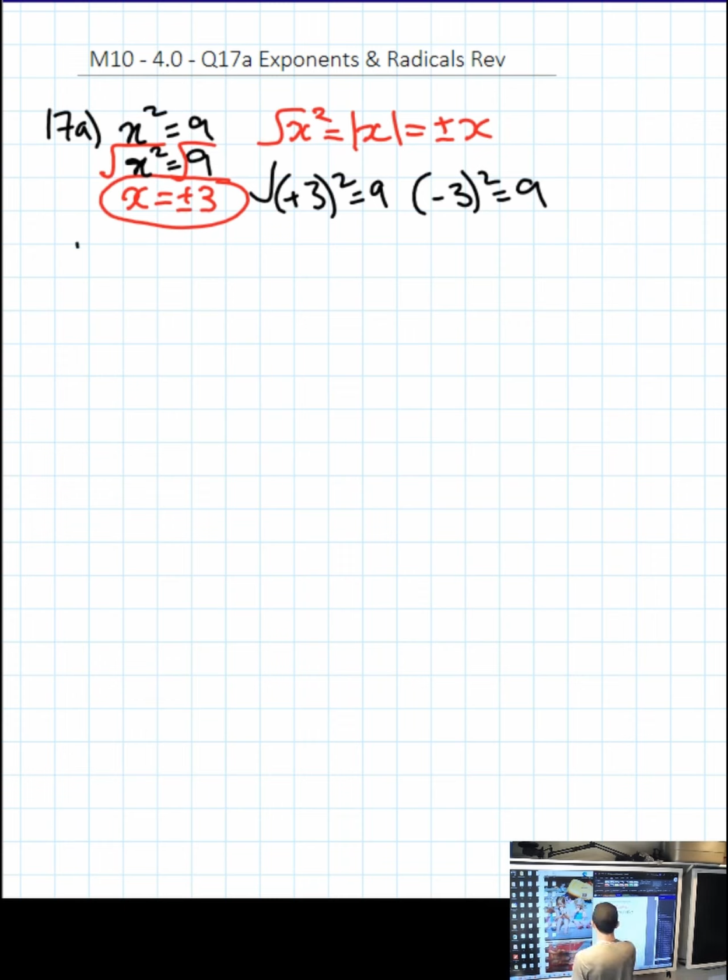Okay, 17b, we have x cubed equals negative 8. So, this time we have a cubed. In the last question, we had a squared, so we're going to square root both sides. In this question, we have a cubed, so we're going to cube root both sides. So on the left-hand side, the cube root of x cubed is simply only x, and the cube root of negative 8 is simply negative 2. Circle our answer. Check our answer off to the right.